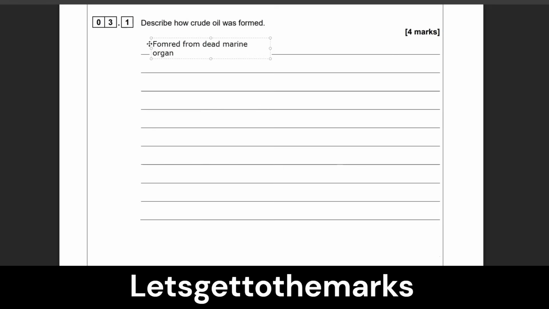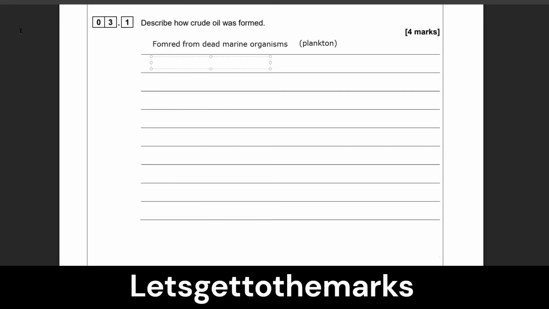Now, that doesn't mean a marine soldier. Marines are soldiers that fight in the sea, but marine just means the sea. So it's made from dead marine organisms. And you might be someone who says, "Sir, will I get a mark for saying plankton?" Yep, that's absolutely cool. That's a marine organism, an organism that lived in the sea millions of years ago and lives in the sea today. Phytoplankton, all sorts of things. But you can just say dead organisms, but specifically dead sea organisms.